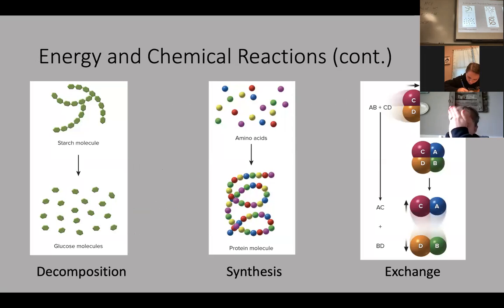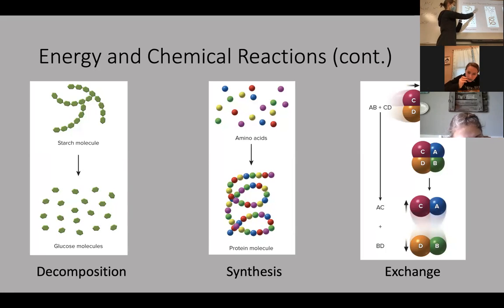If you're visual, this might be helpful for the three kinds of reactions. A decomposition reaction, a good example, and I'll talk about this when we get into the biological macromolecules on Monday, is a starch molecule, which is really big, being broken down into its individual pieces, which are glucose molecules. Synthesis would be like building a protein from individual amino acids.